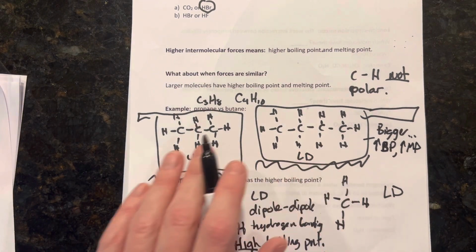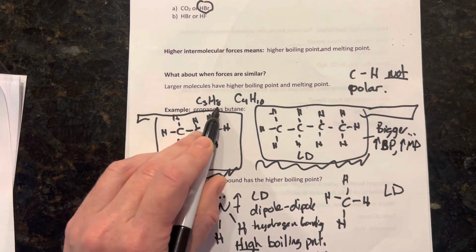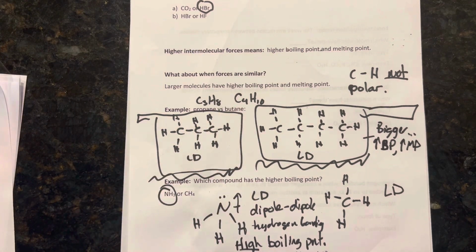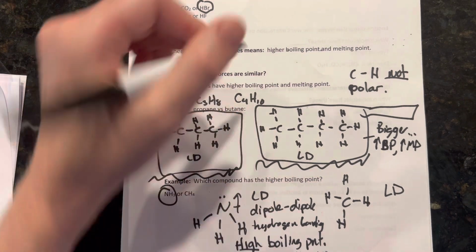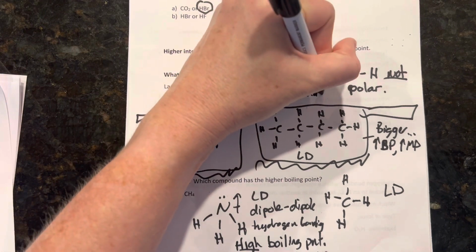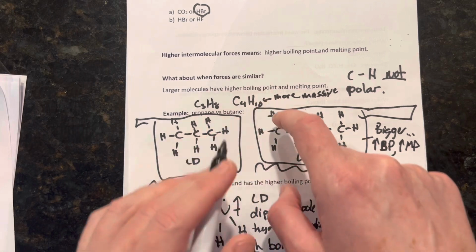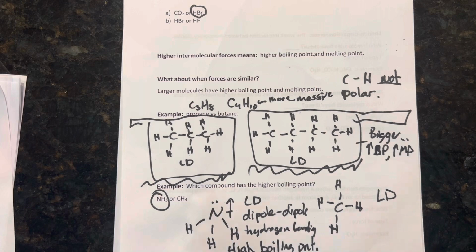Something to think about is, even if you didn't know how to draw these, because I know that kind of throws people off, if you knew propane versus butane here, we would know that this has 3 carbons and that has 4. This has 8 hydrogens, that has 10. So you automatically know that this one's more massive. It has more stuff in it. Because it has more stuff, you know that its molecular weight, for example, will be higher. Therefore, it's bigger and harder to pull off. All right.